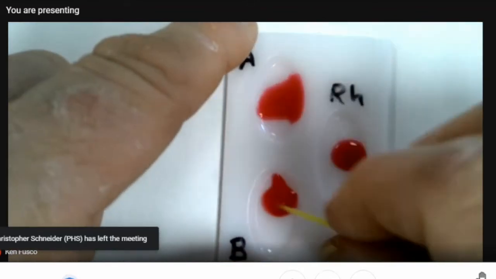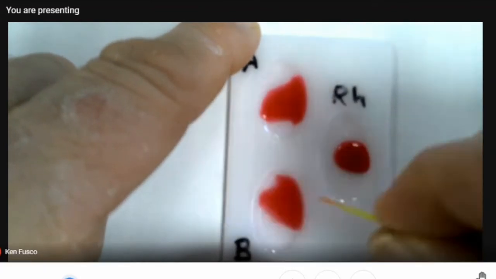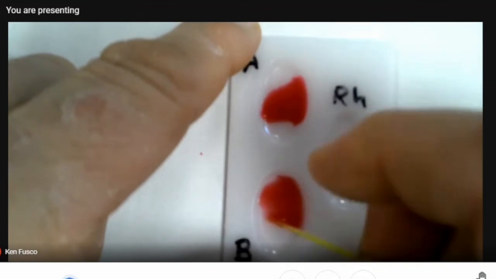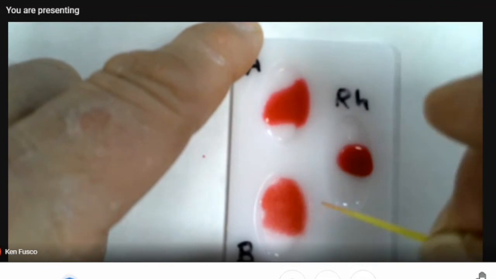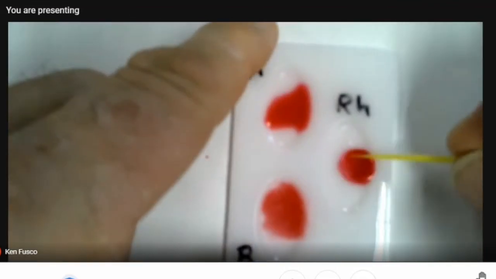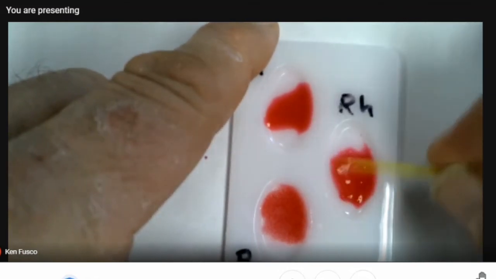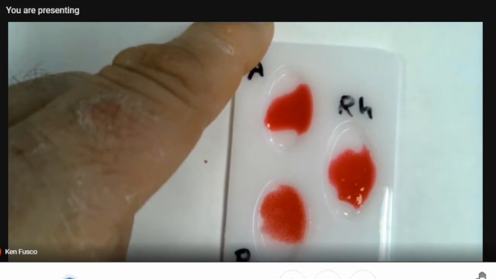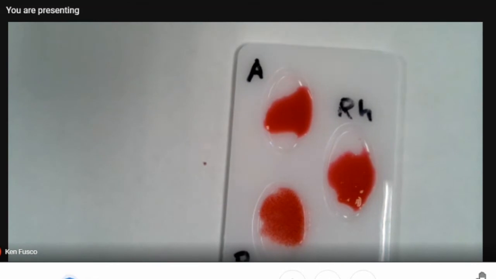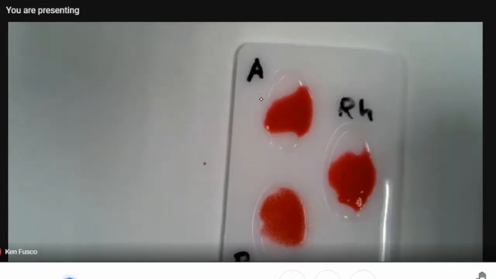I'd say that looks kind of normal. Okay, how well can you guys see this? If you look at this, A looks normal. Do we agree? B looks clumpy, and RH looks clumpy. Everybody agree? All right, so put the marks in the correct places on the table. And we'll do patient C at 5 minutes to finish it. Thank you.